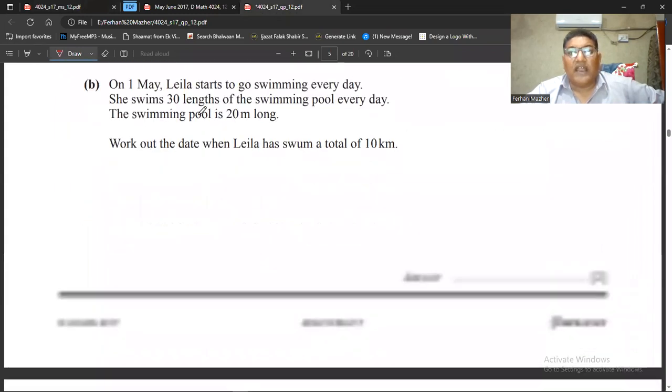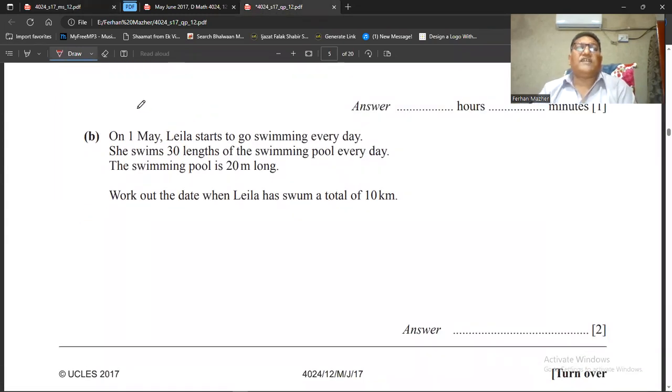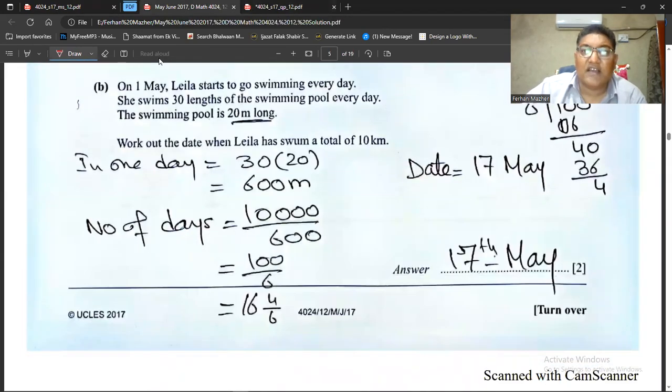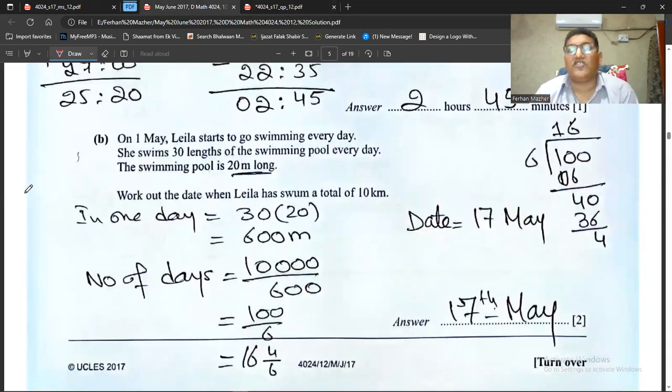So question number 8 is B part. It says on 1st May, Laila starts to go swimming every day. She swims 30 lengths of the swimming pool every day. The swimming pool is 20 meters long. Work out the date when Laila has swum a total of 10 kilometers. So how much does she swim in one day? She swims 30 lengths. Each length is 20 meters. So it will be 600 meters.